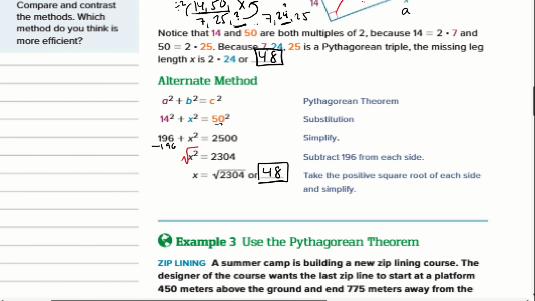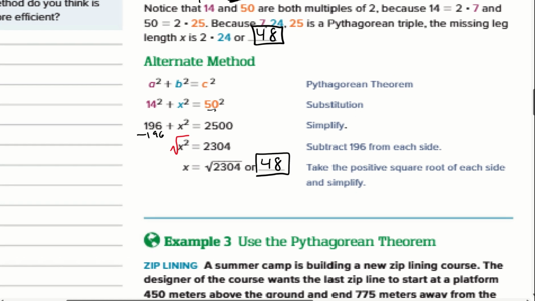So let me show you. Square root, let's do that over here. Equals 48, there you go. So 48 times 48 is 2,304. All right, so let's look at number 3.